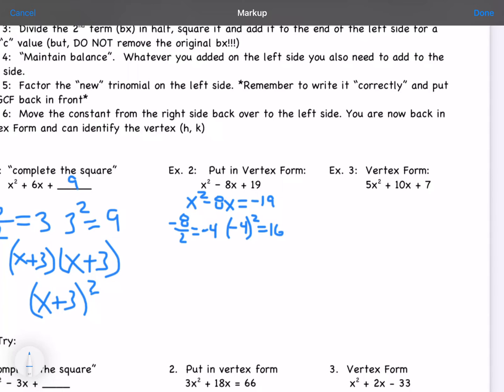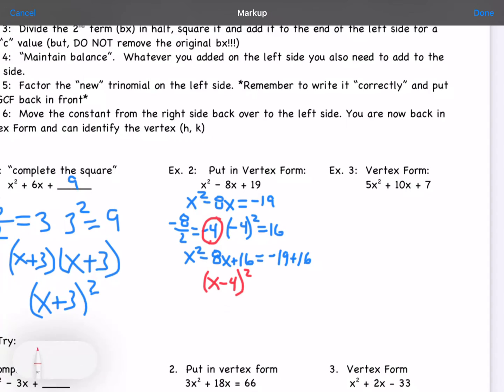So now we have to add 16 to the end of the trinomial. X squared minus 8x plus 16 equals negative 19 plus 16. We have to add 16 to both sides. Whatever we do to one side, we have to do to the other side. And so then, if you look, this negative 4, the half of the b value, will now be our factor. It just becomes x minus 4 squared. It's because it's x minus 4 times x minus 4. That's the shortcut. This b over 2 is our new factor.